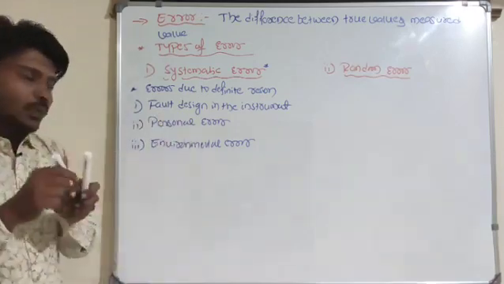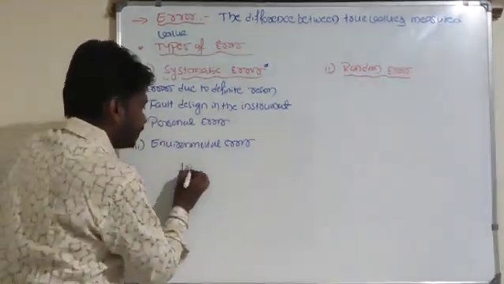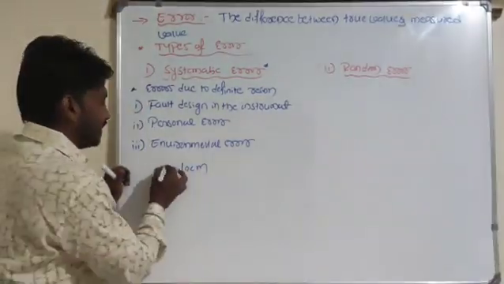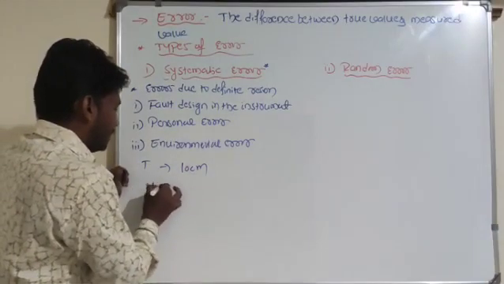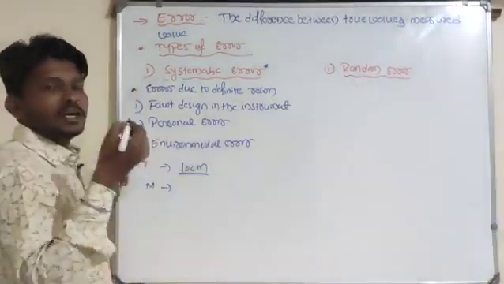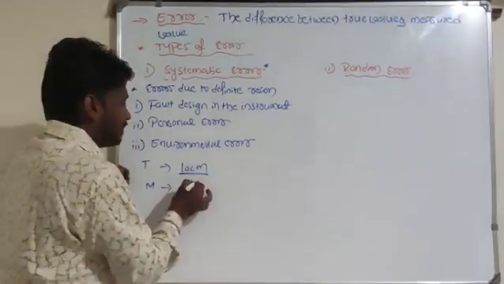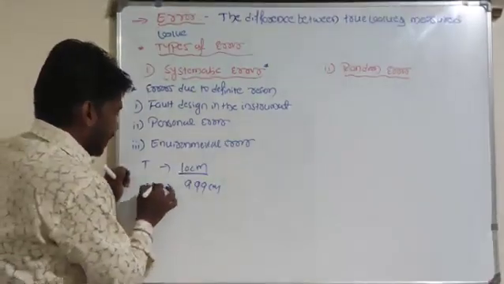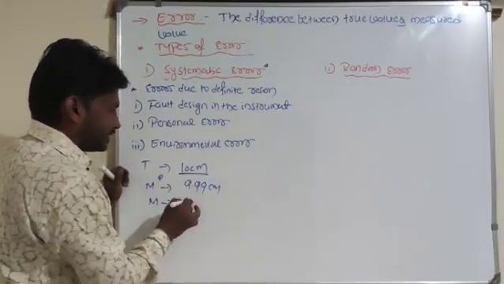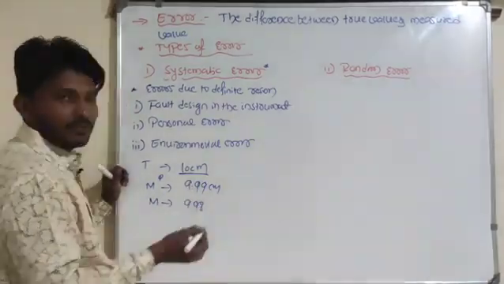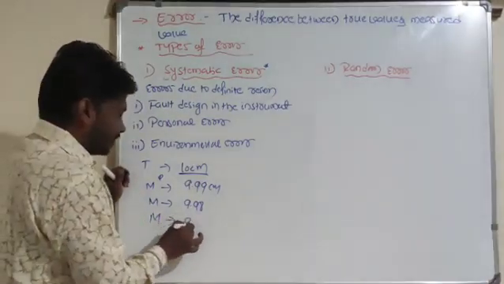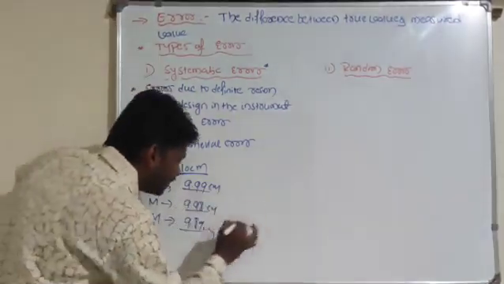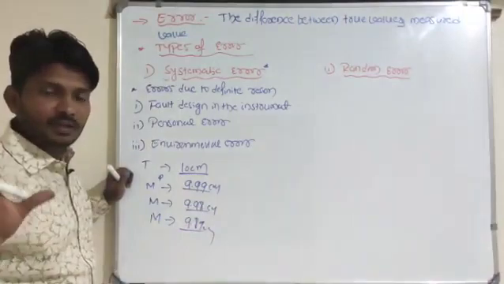For example, the true length of this object is 10 centimeter here. The same object, if you measure it with the measuring scale, so this is the true value and the measured value may not be exactly equal to 10 centimeters. For example, it may be 9.99 centimeter if you measure the first time, and if you measure the same object a second time, you will get 9.98. If you measure the same object again, 9.89 centimeter, like that you are getting. So why do such different readings appear? I don't know that. Did you get my point?